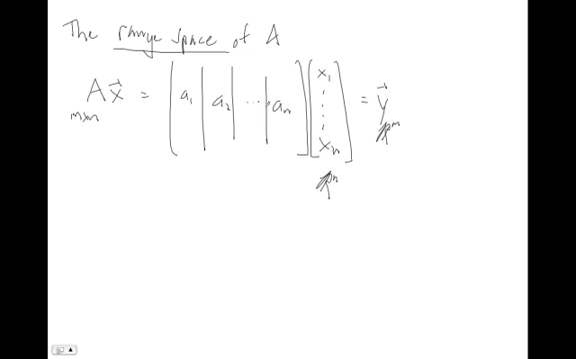So the range space of A is going to be the set of all possible linear combinations of the columns of A. But when you think about it in terms of linear algebraic equations, it means all of the possible y's that I could make by multiplying A times all possible x's. So once we have an idea of what the range space is, then we can define the rank of a matrix. And so the rank of A is the dimension of the range space.